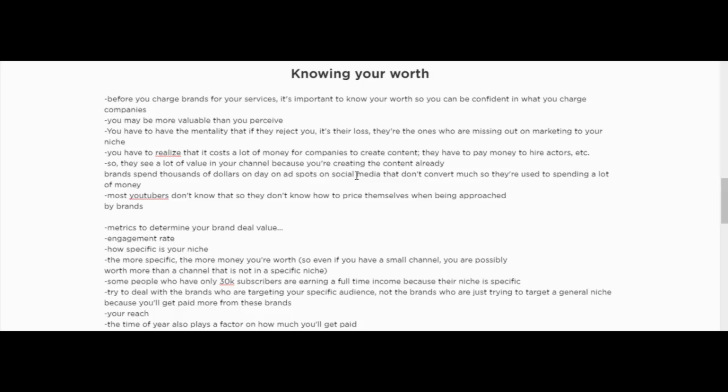Now, here are some metrics to determine your brand deal value. Your engagement rate, how specific is your niche? The more specific your niche is, the more money you're worth. So even if you have a small channel, you're possibly worth more than a channel that is not in a specific niche. Some people who have only 30,000 subscribers or even much less than that are earning a full-time income. I'm talking 6 figures per year just because their niche is very specific. So try to deal with brands who are targeting your specific audience, not just the brands who are trying to target a general niche, because you'll get paid more from these brands.